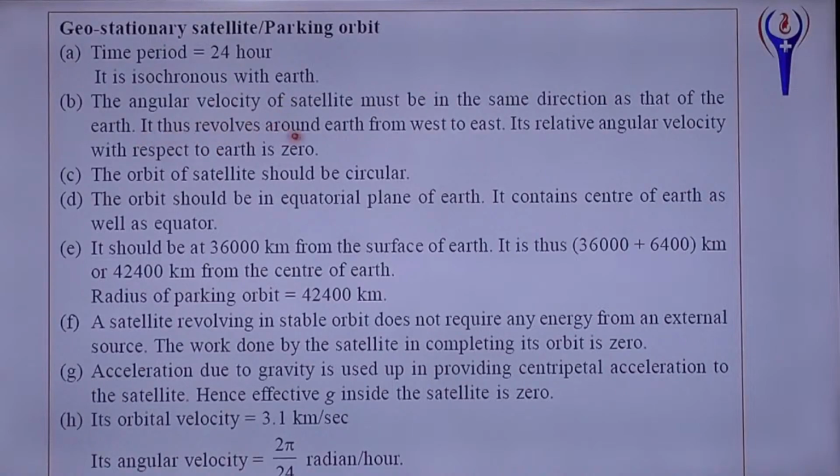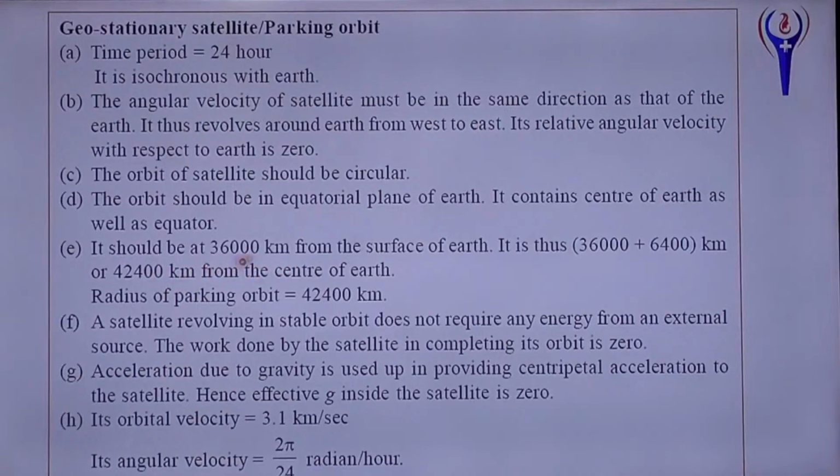The angular velocity of the satellite must be in the same direction as that of Earth. It thus revolves around Earth from west to east. Its relative angular velocity with respect to Earth is 0. It faces the same Chennai. The orbit of the satellite should be circular, and the orbit should be in the equatorial plane, which contains the center of Earth as well as the equator. This is very important.